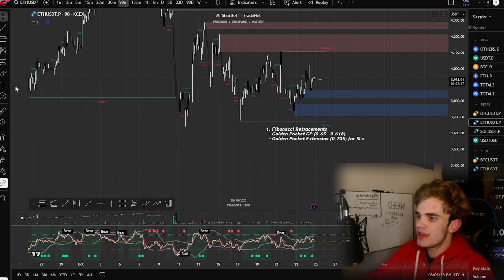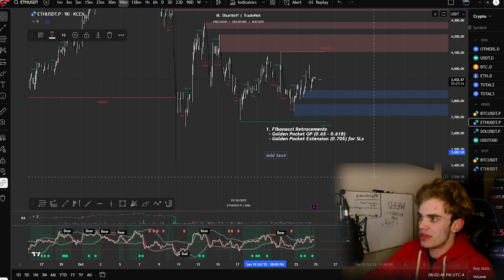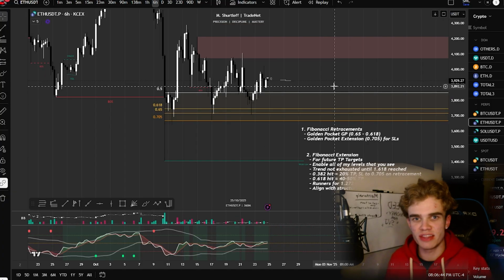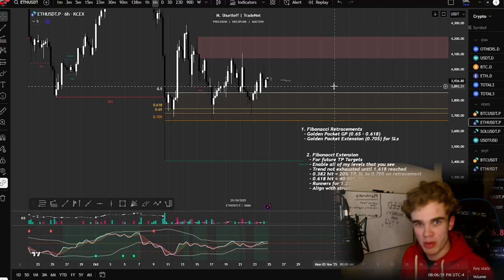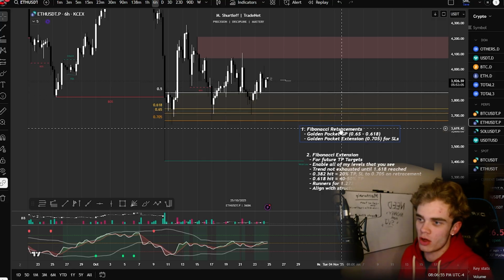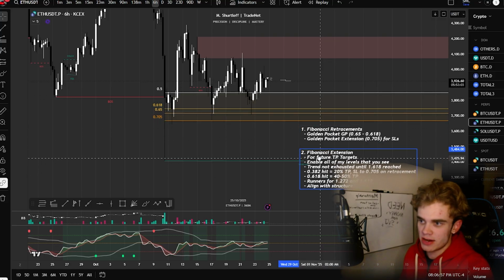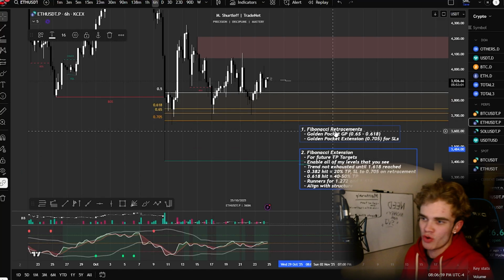Okay, so next, getting into the Fibonacci extension tool. Okay, this is where it gets good. Like I said earlier, I mainly just use it for my TPs, and it allows you to see future levels that may be targeted with price, but this is only good if you combine it with the golden pocket on the retracement. Okay, these tools go hand in hand. You cannot use the extension without the retracement.